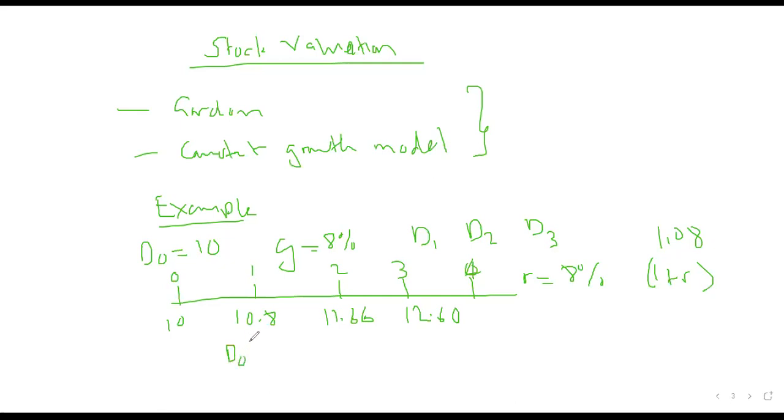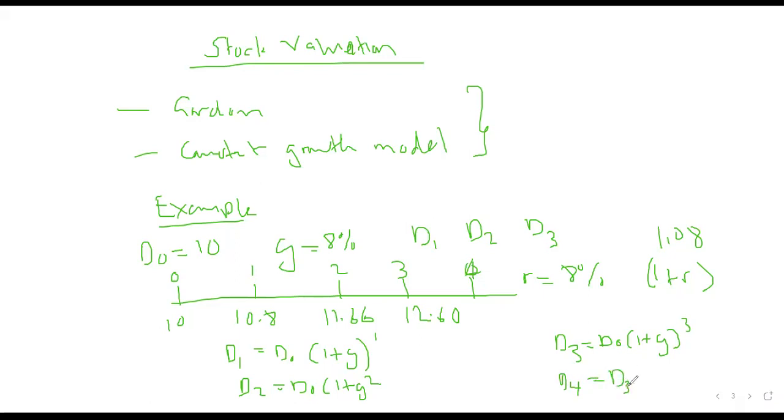If you want to calculate the growth for year 1, it is D0 times 1 plus growth to the power of time. Time is the difference in years, so the power is 1. For year 2, it is D0 times 1 plus growth to the power 2. For year 3, it is D0 times 1 plus growth to the power 3. You can also calculate the growth in year 4 against year 3 by calculating 1 plus growth to the power 1, because the difference in years, 4 minus 3, is 1.